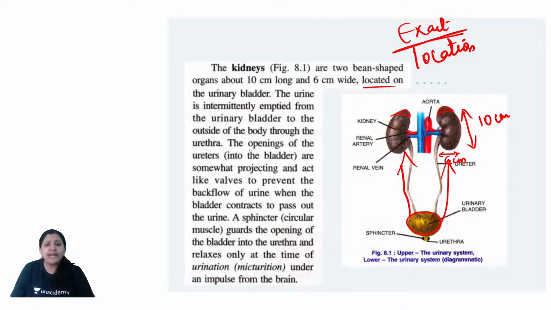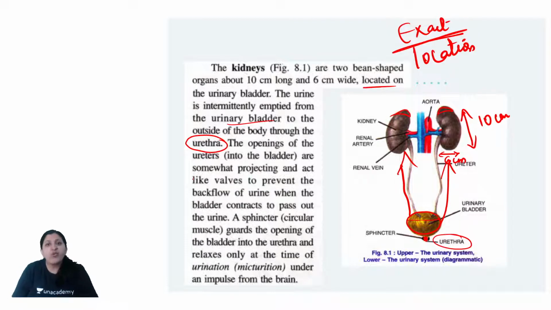Now with respect to the same, urine is intermittently emptied from the urinary bladder. What is happening? After it is about 2/3 full, after the urine formation occurs, the urine is passed out through the urethra. Okay, so urethra is this one, this golden color what you find here. This is actually the urethra.